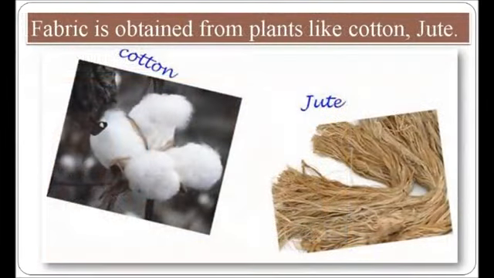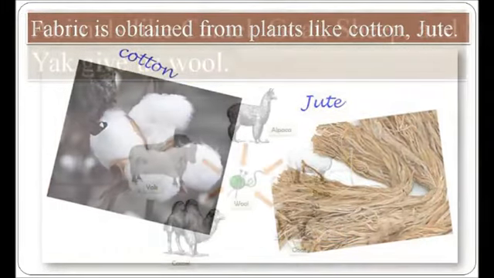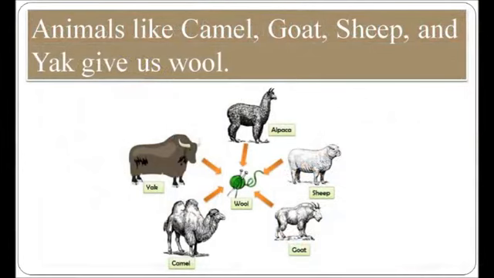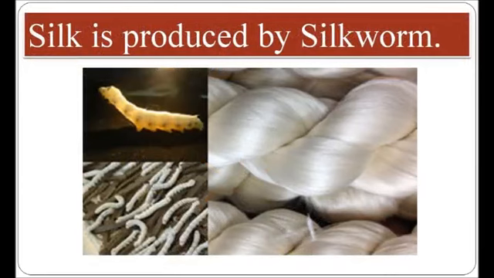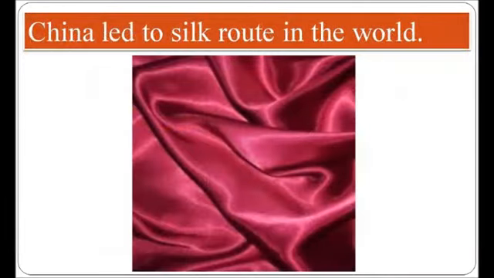Fabric is obtained from plants like cotton, jute, etc. Animals like camel, goat, sheep, and yak give us wool. Silk is produced by silkworm. China led to the Silk Route in the world.